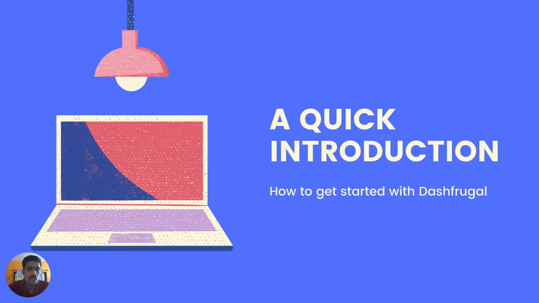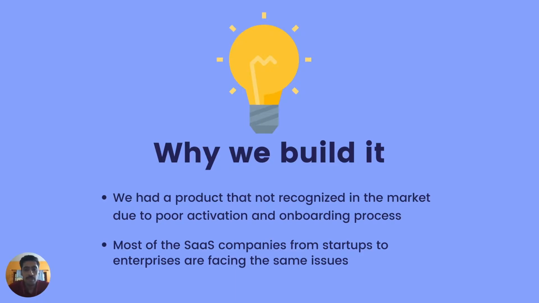So the first one is, why did we build Dashfrugal? The story begins in December 2019, when we were running our first SaaS product, a conversational AI-based product built for enterprises. It's a fully tech-oriented product. The issue began when we released a lot of features. Most of the features went unnoticed because we were unable to introduce them very well. Also, we hadn't given huge importance to delivering a product demonstration to each user.